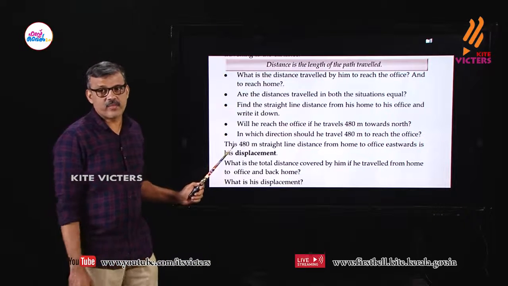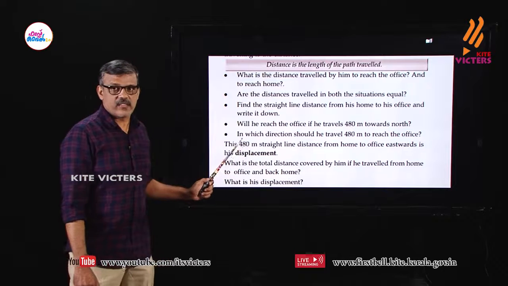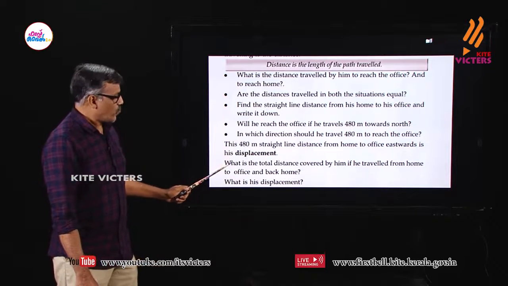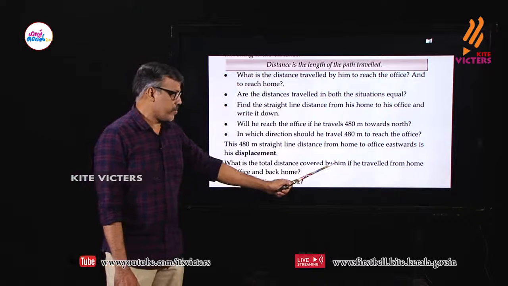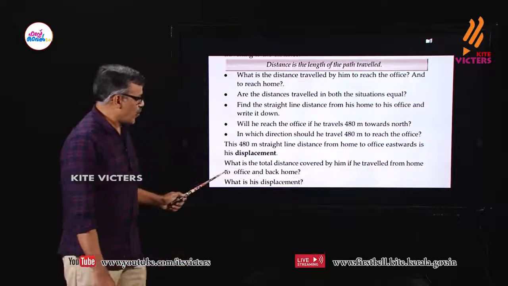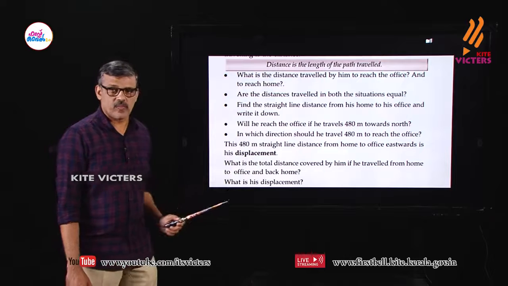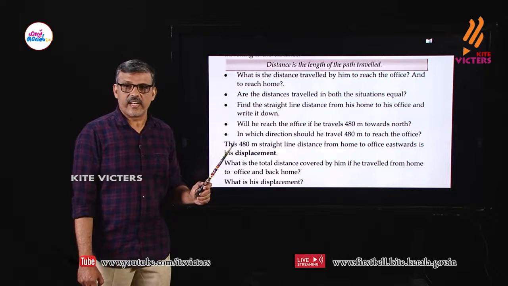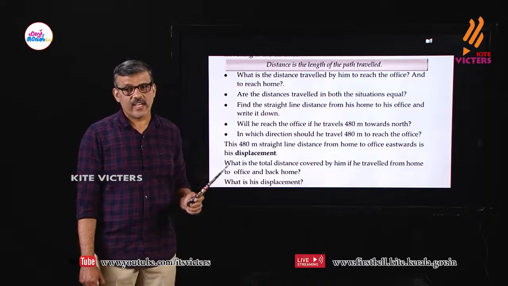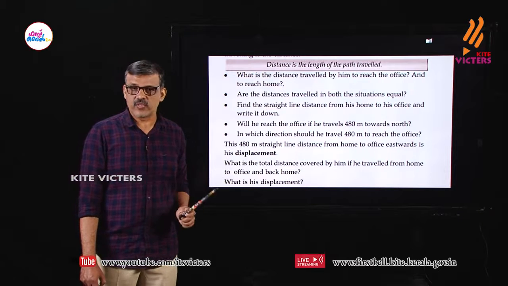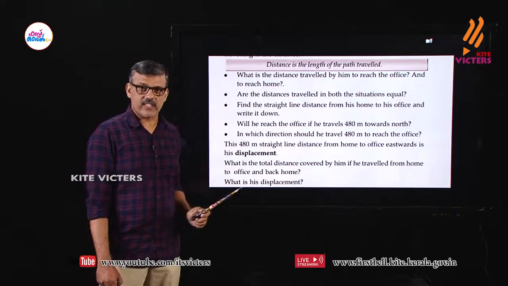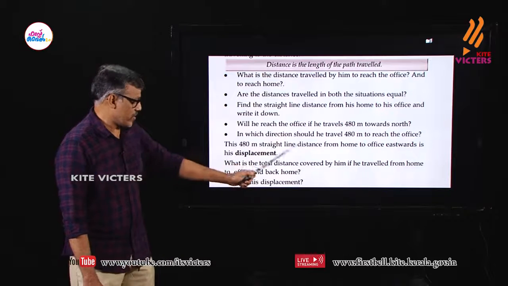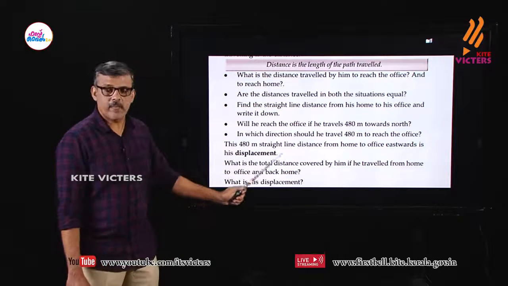There is a new term you are hearing. What is that? It is displacement. Now, what is the total distance covered by him if he traveled from home to office and back to home? What is the total distance travelled? It is 900 plus 1080, that is equal to 1980 meter. That is the total distance travelled by him from home to office and back home.